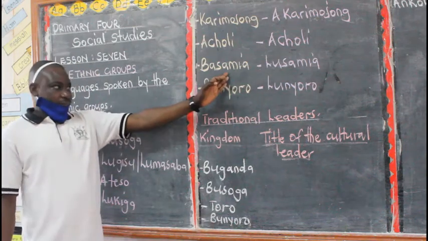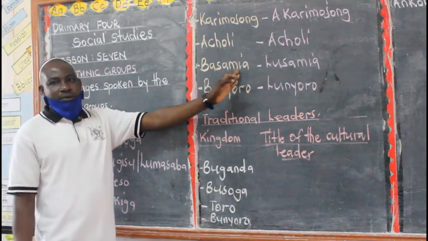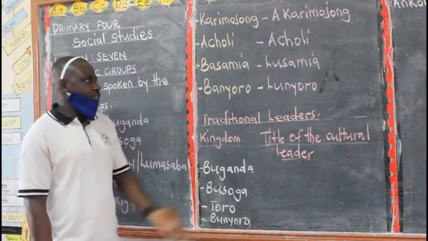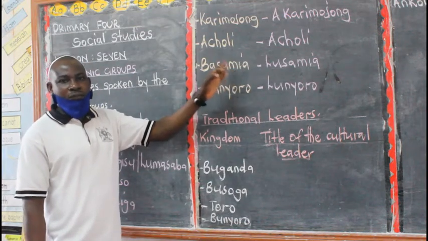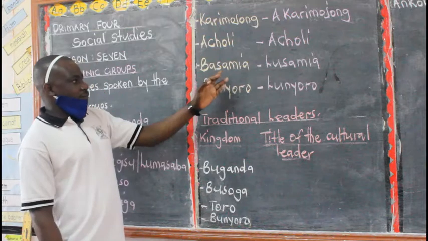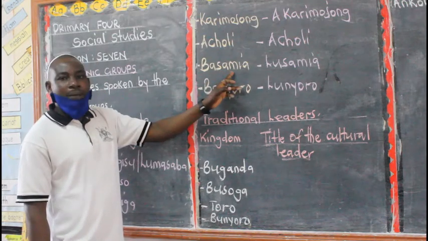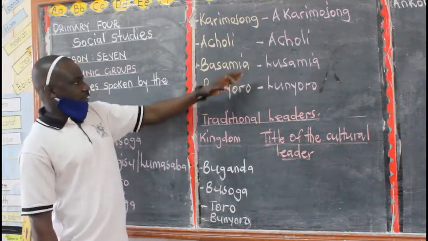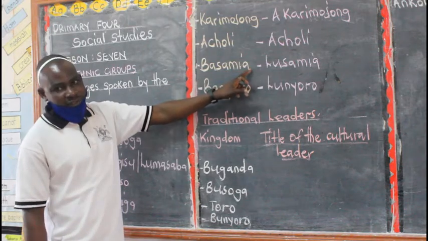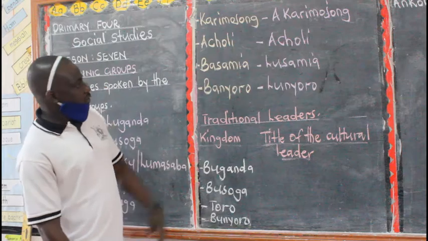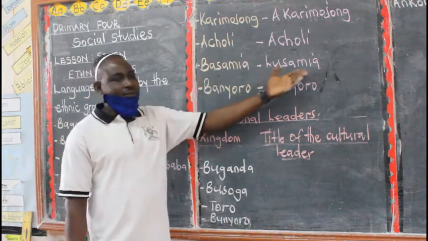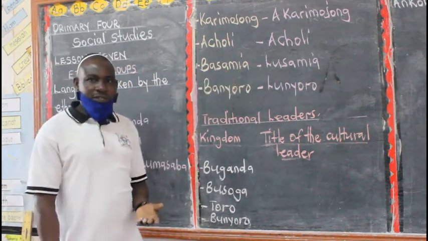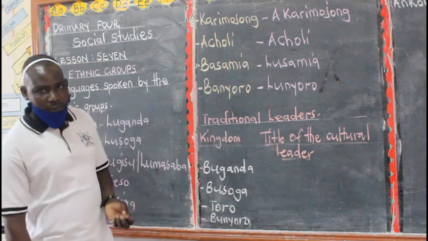Then you also have the Basamia. Basamia is a Bantu tribe found in the eastern part of Uganda. Which district? The major district is Busia. And Busia is on the border of Uganda and Kenya. So we have the Basamia. The Basamia are under the Bantu ethnic group. Now what's the language? The language spoken is called Samia. So the language is Samia, then the tribe is Basamia. Which district? Busia, in the eastern part of Uganda.